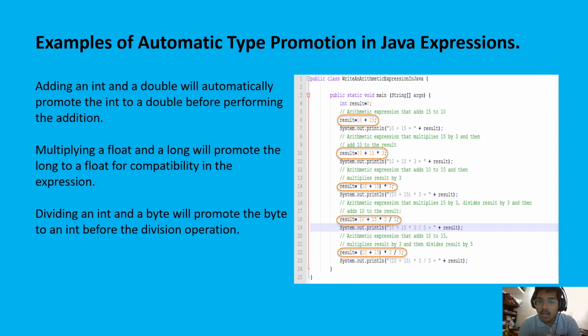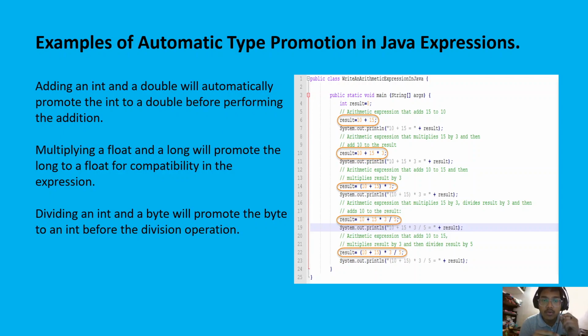you guys can see how it is being done. We are doing a division there. So it should normally be around 2.5 or 0.5, but it is showing it in a proper integer format. So we can see adding an integer and a double will automatically promote the int into a double before performing the addition.